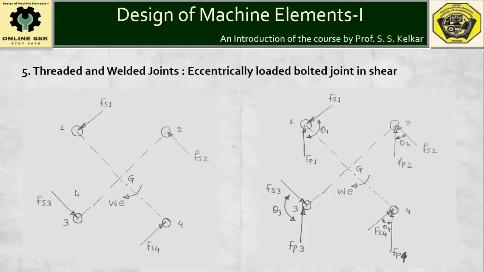Now here, collectively, I have shown the directions of the secondary forces at all of the bolts, bolt number 1, 2, 3, 4. Also, in this figure, along with the secondary forces, I have also shown the primary forces. The angle between the primary and secondary force is the angle theta 1, theta 2, theta 3, theta 4, etc.